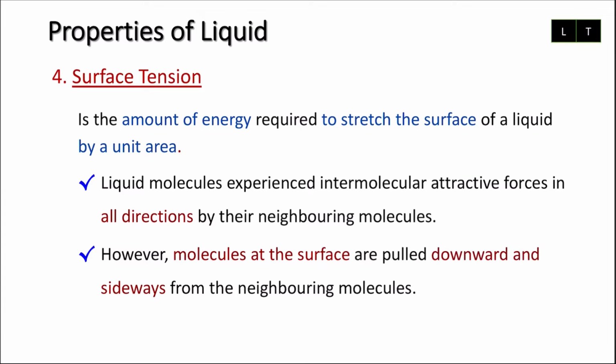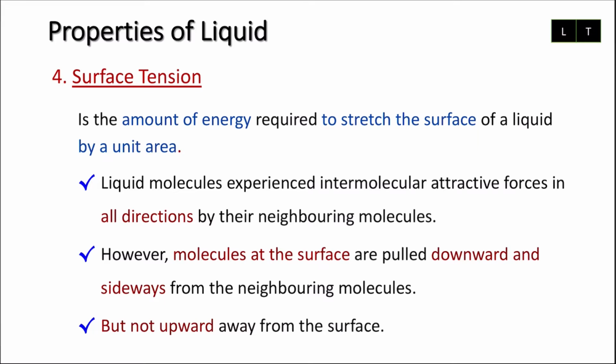Tetapi molekul dekat surface are pulled downward and sideways from neighboring molecules. So apabila molekul dekat surface tu ditarik untuk ke bawah ataupun ditarik untuk bergerak ke kiri dan ke kanan, hasil daripada IMF from neighboring molecules, di sinilah surface tension itu berlaku. But surface tension will not affect the molecules at the surface to go upward. Maknanya molecules at the surface yang mengalami surface tension itu tidak akan bergerak ke atas away from the surface. No, surface tension hanya berlaku apabila molekul dekat particles tu ditarik ke bawah ataupun ditarik ke tepi, kiri atau kanan.